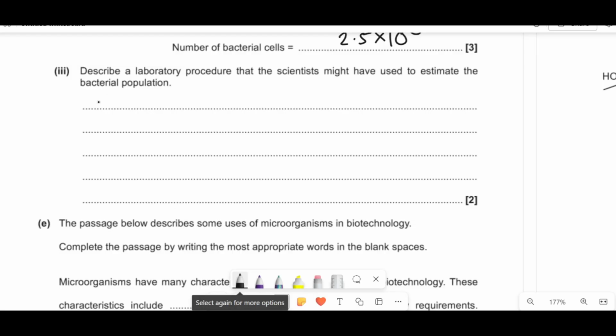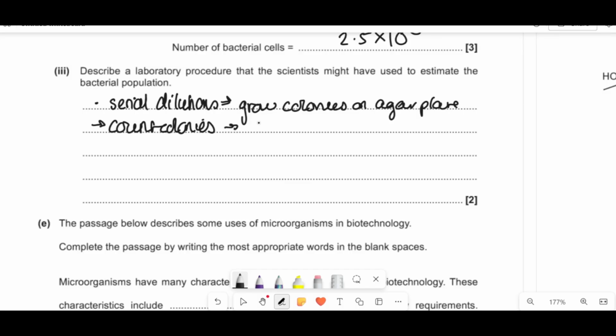So what you would do is first do some serial dilutions and record them, obviously, and then you would grow colonies on an agar plate, count the colonies, and then you would scale up, or undo the dilution, basically, to estimate the original population. That's quite commonly used. There you go.